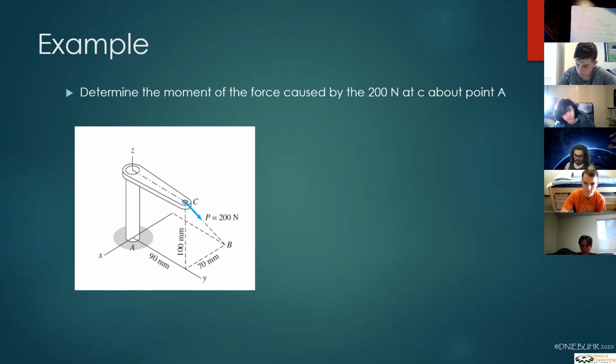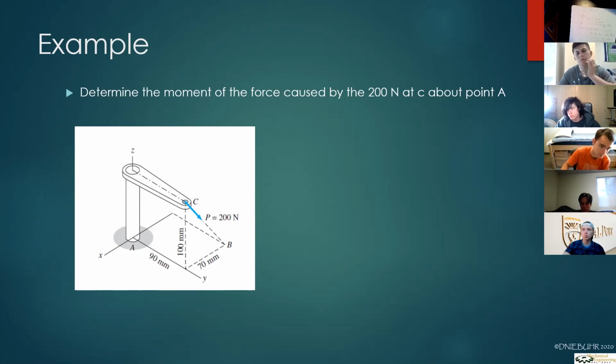If you want to go ahead and try that, the answer is negative 14.74 I minus 11.47 J plus 1032 K, and that would be in Newton meters. All right, so that's the answer if you want to try to do that.